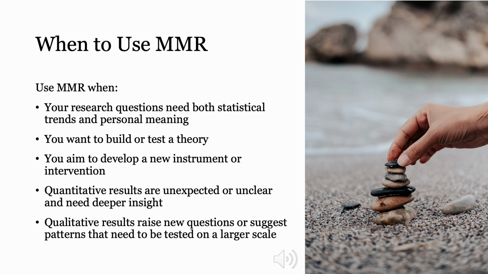So how do you know if MMR is the right choice for your study? Use this design when your research questions require both statistical trends and personal meaning. It is also a good fit when you are developing a new instrument or theory, or when results from one method raise new questions for the other. For example, if your survey data is surprising or unclear, you might use interviews to help explain why. Or if your qualitative theme suggests a pattern, you can test that pattern in a larger sample with quantitative tools.